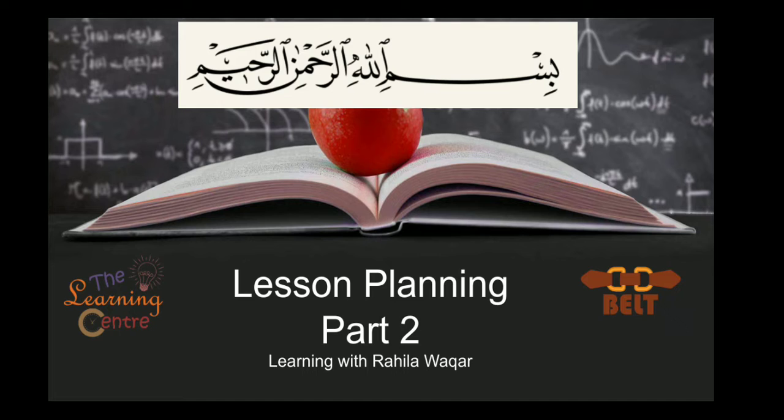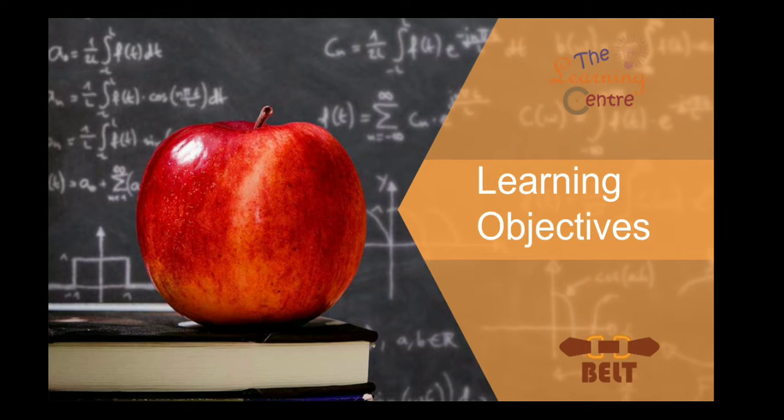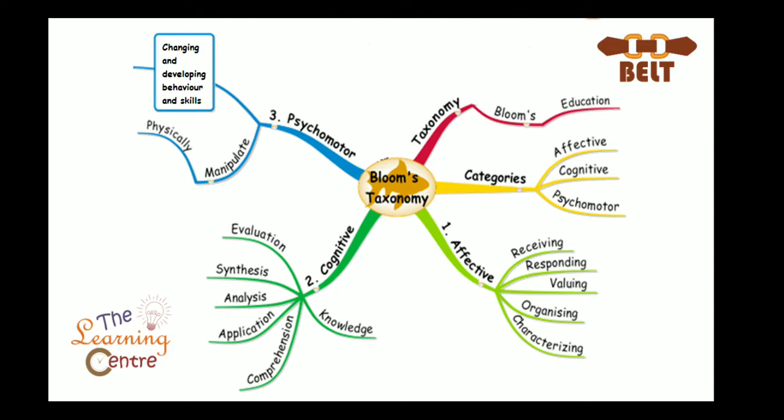Today is the second session of lesson planning, and our focus is going to be Bloom's taxonomy and learning objectives. Bloom's taxonomy is a classification of learning outcomes, or the skills or objectives that teachers set for their students. Benjamin Bloom introduced this taxonomy, and the domain it works in is education.